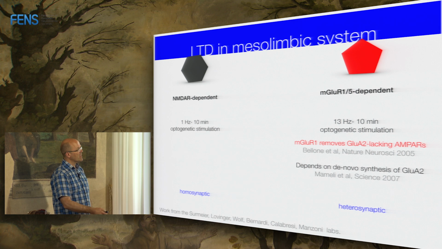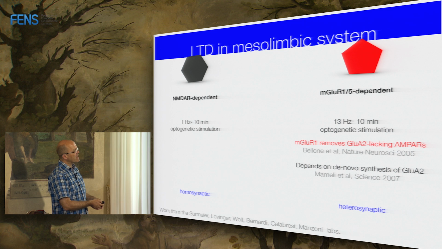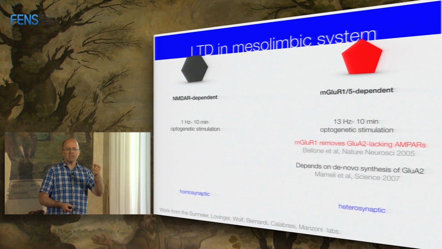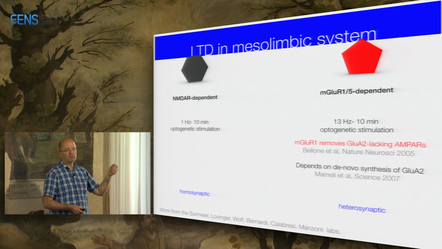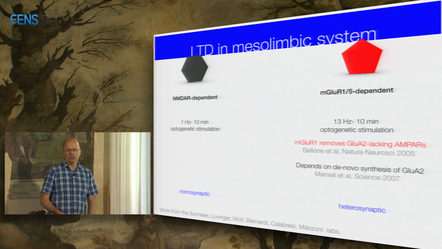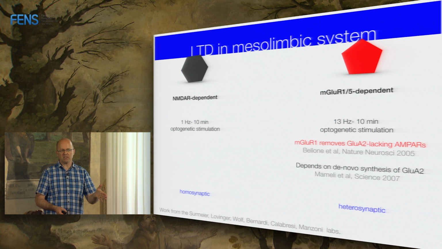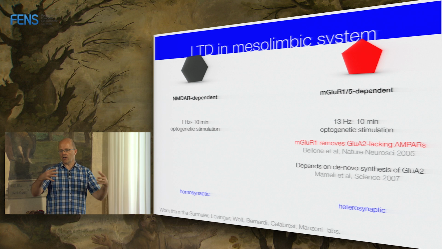But these two protocols actually are very good to tease apart those two, and you can confirm this with pharmacology, which we did. We know that this mGluR is particularly interesting in the case here because it can very powerfully, and Marina is going to show you more of that, can very powerfully remove the GLU-A2 lacking AMPA receptors. And we also know from a previous study that this is a complex mechanism of actually synthesis of new GLU-A2 subunits. But just for the sake of today's talk, please remember the NMDA is homosynaptic, so only the synapses that have been stimulated, whereas there is heterosynaptic effects because of the higher stimulation frequency.